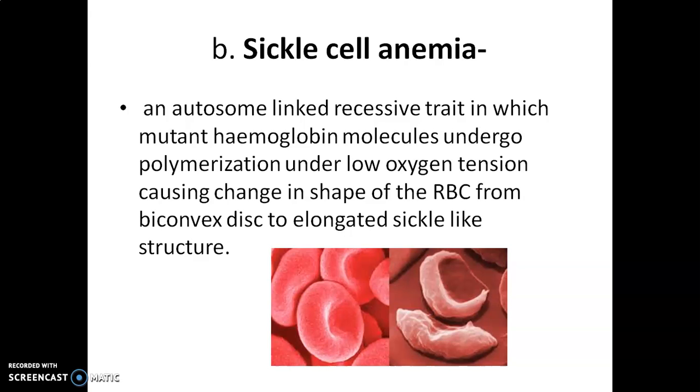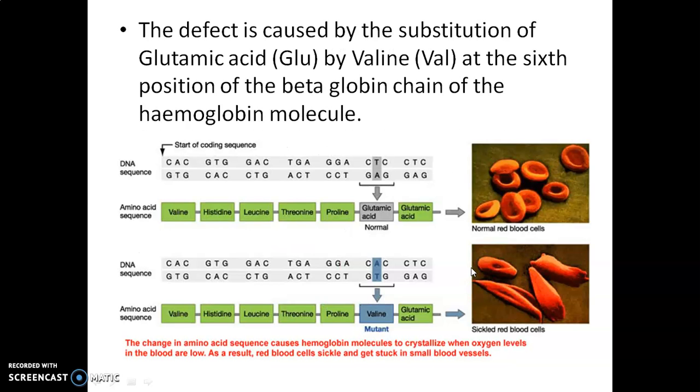Then the second Mendelian inheritance, sickle cell anemia. Children, while explaining point mutation, we had discussed sickle cell anemia. Do you remember it? So, it is an autosome-linked recessive trait in which the mutant hemoglobin molecule undergoes polymerization under low oxygen tension, causing a change in shape of the RBC. See? Change in shape of the RBC from a biconvex disc to an elongated sickle-like structure.